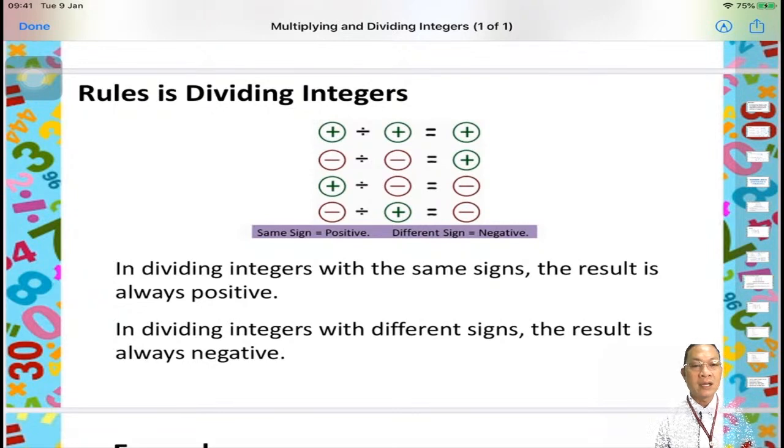So we have the rules in dividing integers. In dividing integers with the same signs, the result is always positive. In dividing integers with different signs, the result is always negative. All right. Next, let's have the example.